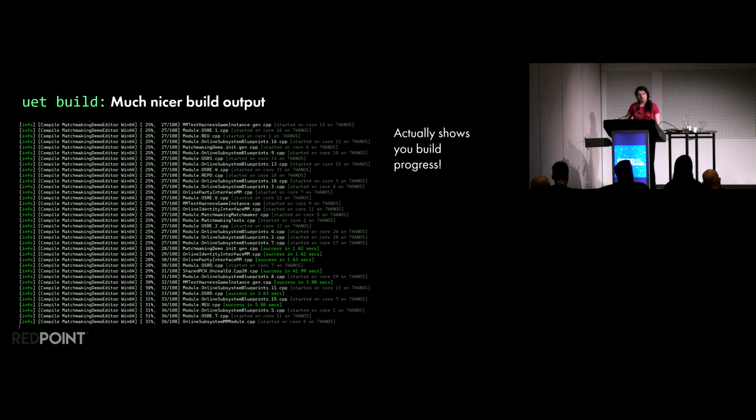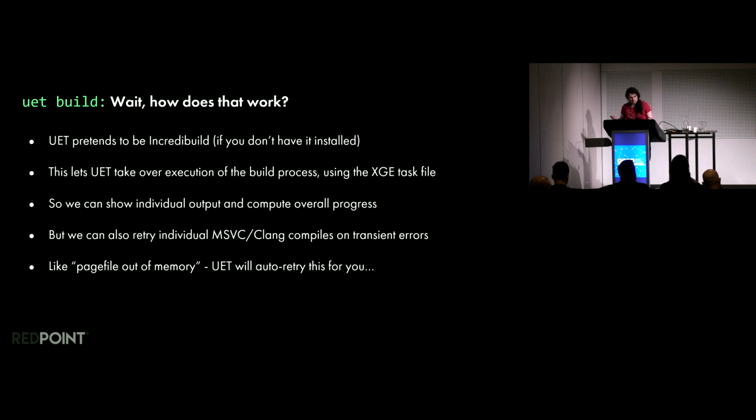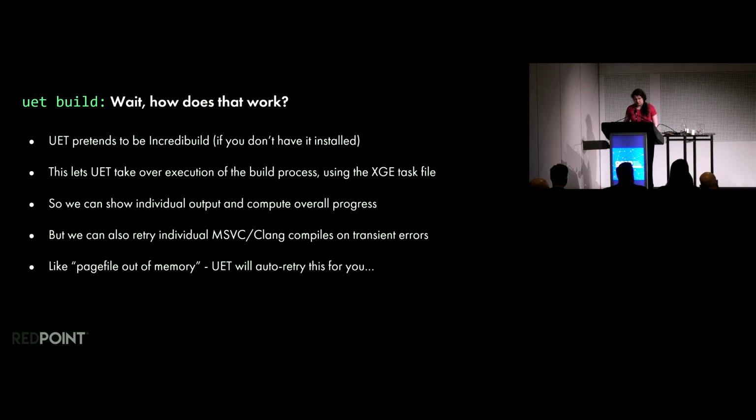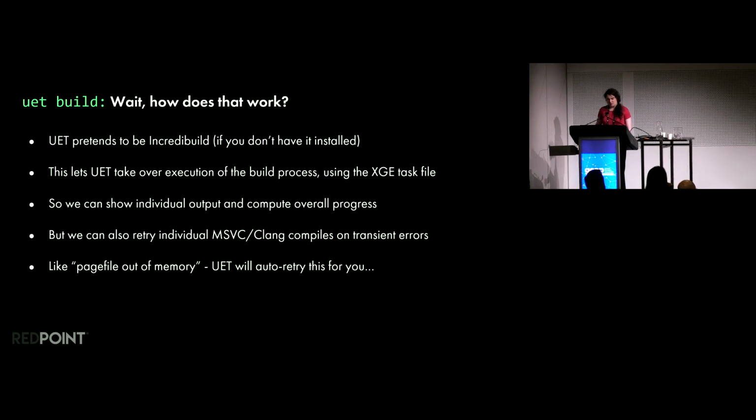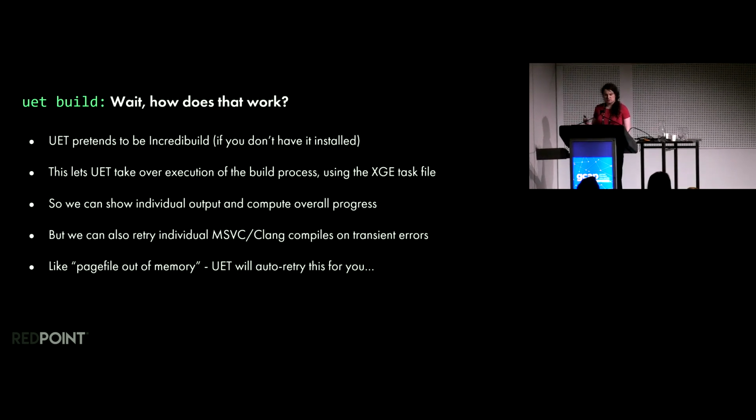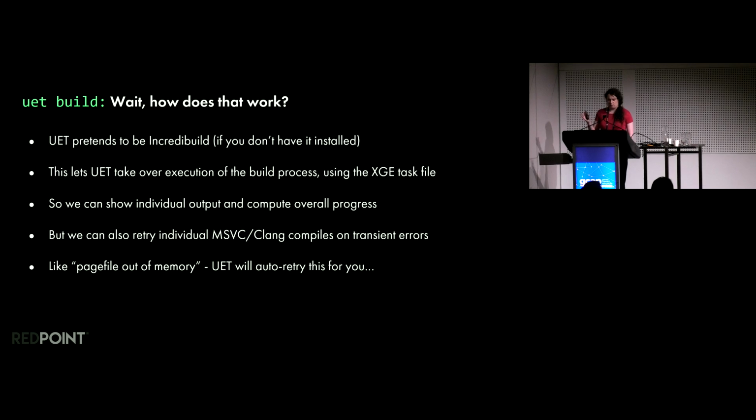So if you've ever built something in Visual Studio and you're like, I don't know how long this has got left because UBT isn't showing me any build progress, UET will tell you exactly where you are in the build with percentage, total, that sort of thing. Now if you know UBT, you might be wondering how does that work. UET actually pretends to be Incredibuild if you don't have it installed, and this lets UET take over the execution of the build process using the task file, and it allows it to show all of the individual output and compute the overall progress.